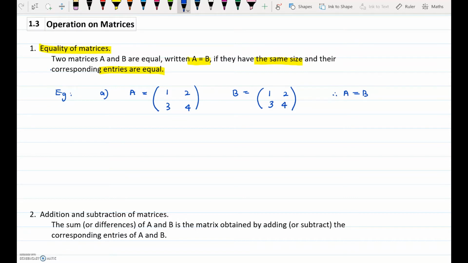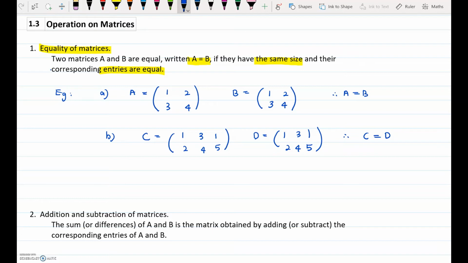The equality of matrices is not only restricted to the n times n or square matrix. It can also be used for other types of matrix. For example, let's say matrix C is a 2 by 3 matrix, 1 3 1 2 4 5, and you have another one, D, which is also 1 3 1 2 4 5, so we say that matrix C equals matrix D.